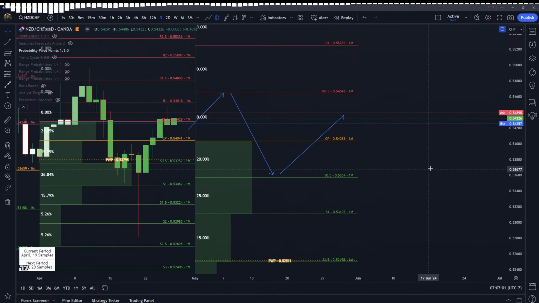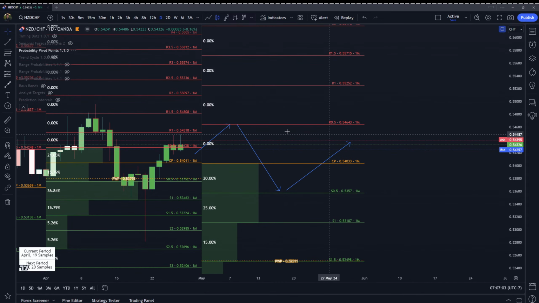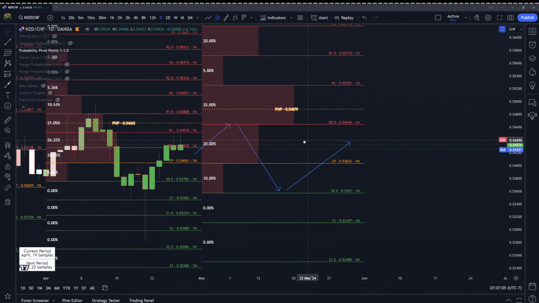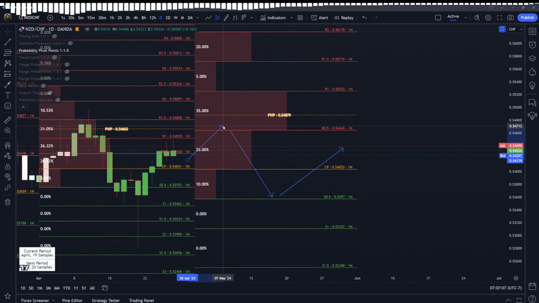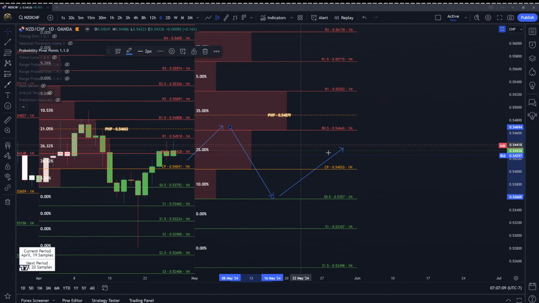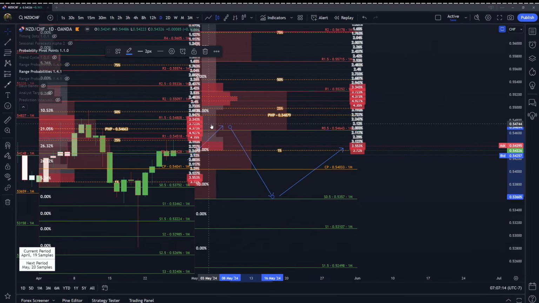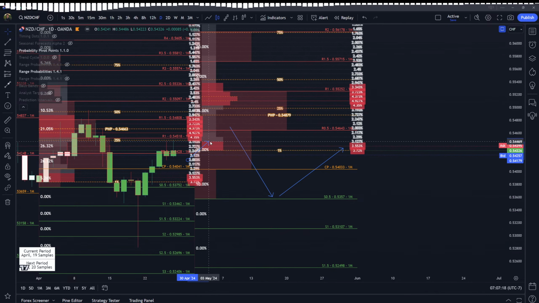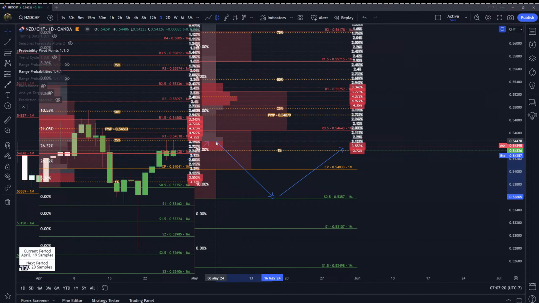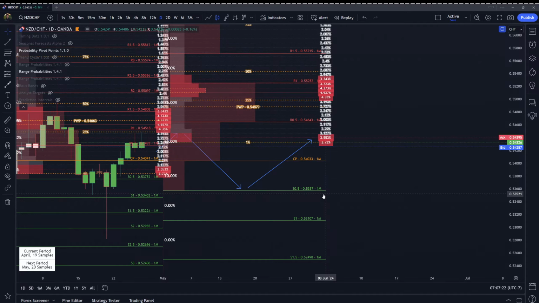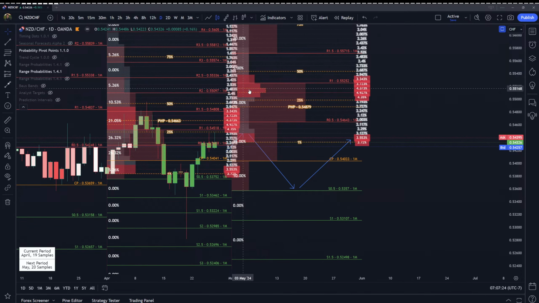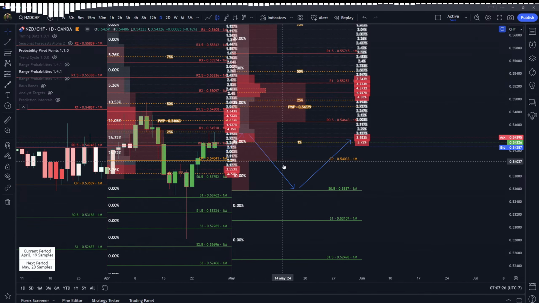Look at our high odds here. Yeah, probably find the high right off the bat, and then effectively close neutral. Man, that would be crazy volatile, to go all the way up here and then all the way back down.